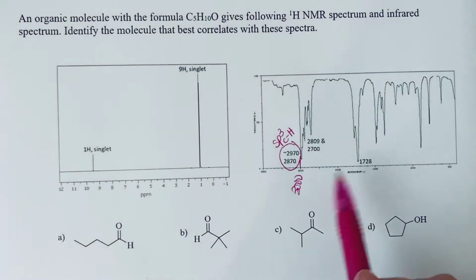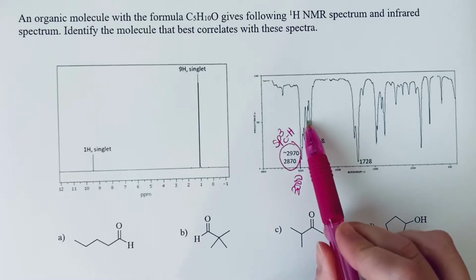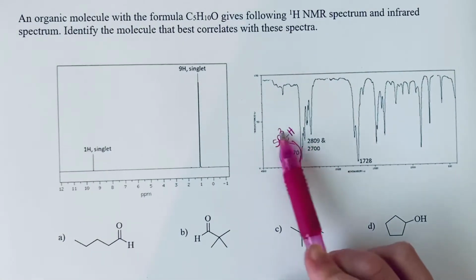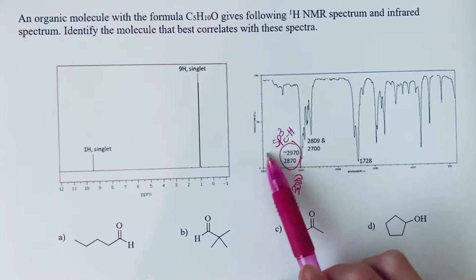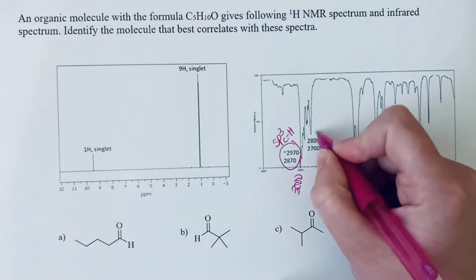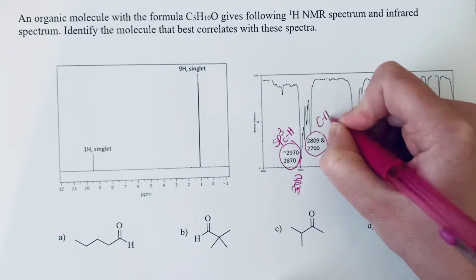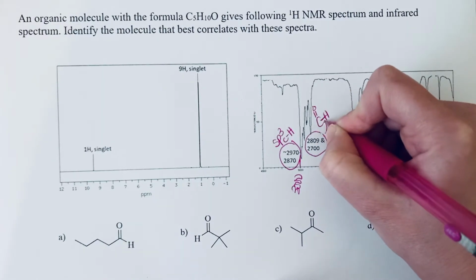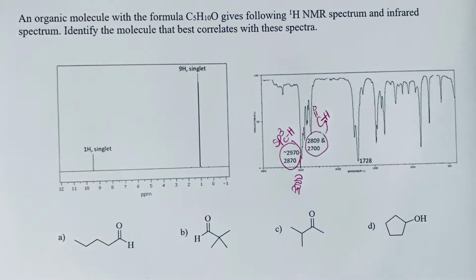And then we also have two more signals in the CH stretching region, and they're kind of low for sp3 CHs. Actually, they're too low to be sp3 CHs. This is indicative of the carbon-hydrogen bond of an aldehyde. So it is that aldehyde bond that we're seeing. So we know that we have an aldehyde.